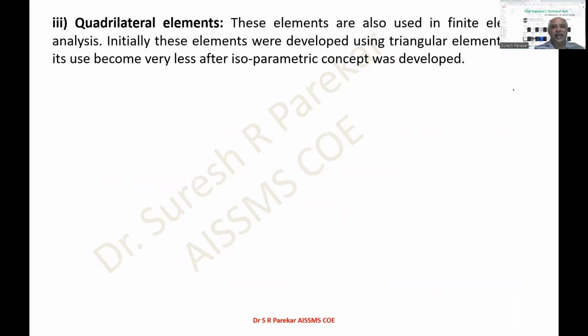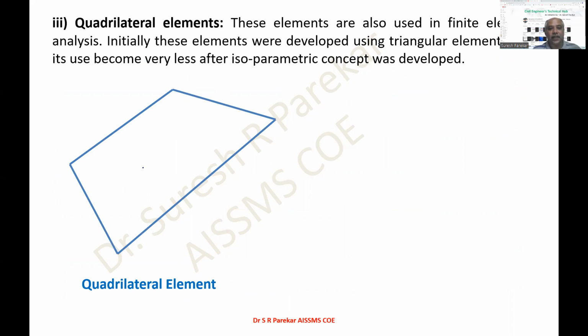Then we have the quadrilateral element. We can go with these as 2-dimensional, or we can say 3-dimensional. So we are going to be with 4 nodes, whereas in CST we have 3 nodes. When the concept of quadrilateral elements was developed, we no longer used the triangular element because it is best suited for the boundaries. But again, this will not satisfy the requirement of the boundaries.